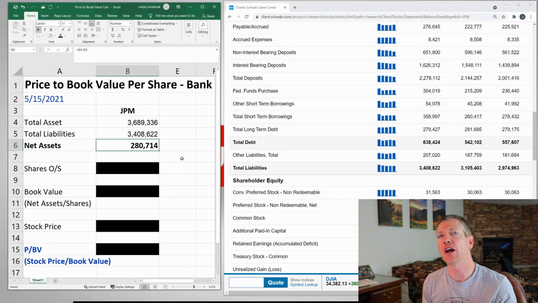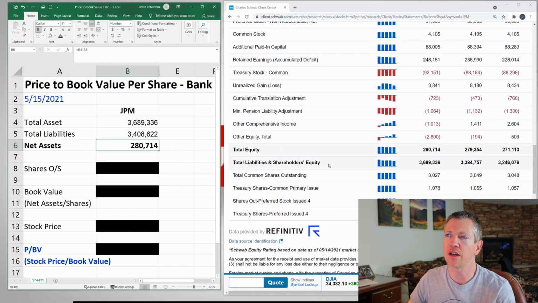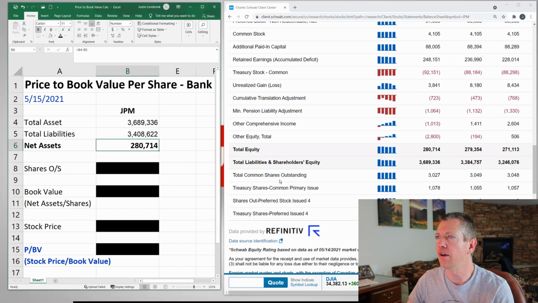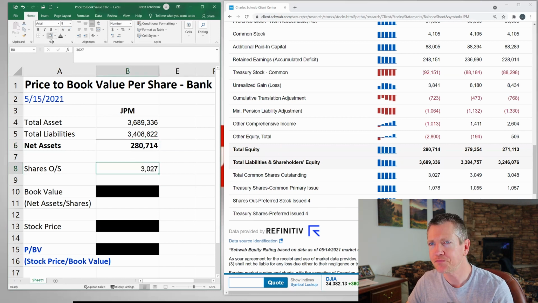Now we need to find out the shares outstanding. You could do this a number of different ways. A lot of websites, you go to the company's profile. You could go to their 10K or their 10Q to find out. What I usually do is just go to the balance sheet. If you scroll down, there should be a total common shares outstanding number for you, and you want to grab that. They have about 3 million shares, it looks like. So if we plug that in here, there we go.